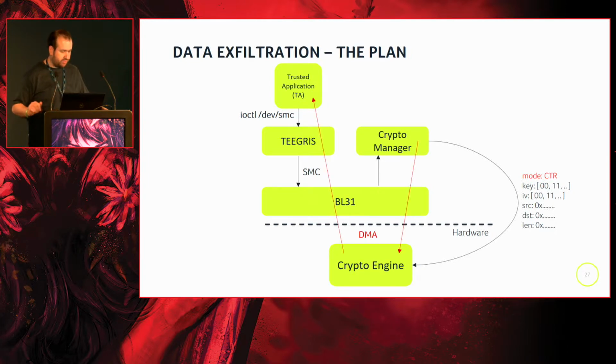Once the crypto engine is configured, what we can do from a TA is, for instance, point the source address to crypto manager memory and the destination address to some memory belonging to the TA itself. And because we know the key, we can simply encrypt memory, put it in the TA memory space, decrypt it from within the TA, and then we have extracted memory belonging to the crypto manager. And we're not limited to the crypto manager. We can extract BL31 memory, we can extract kernel memory, everything, just copy it within the TA and then read it out.